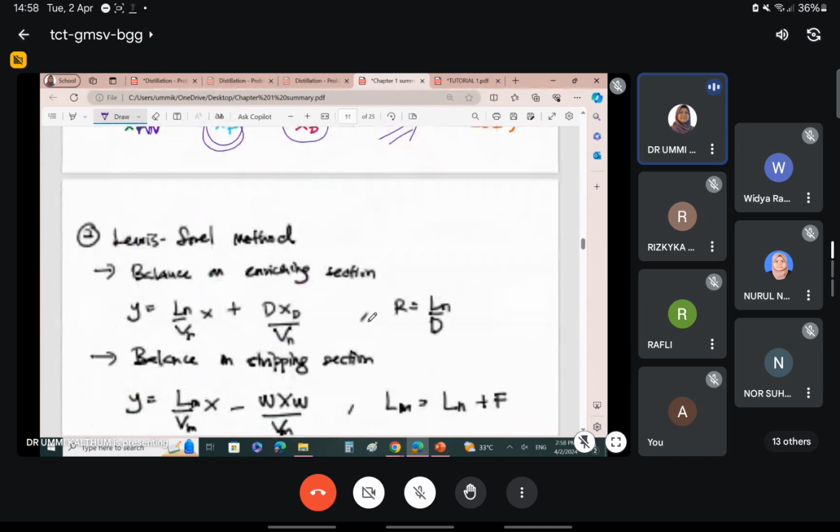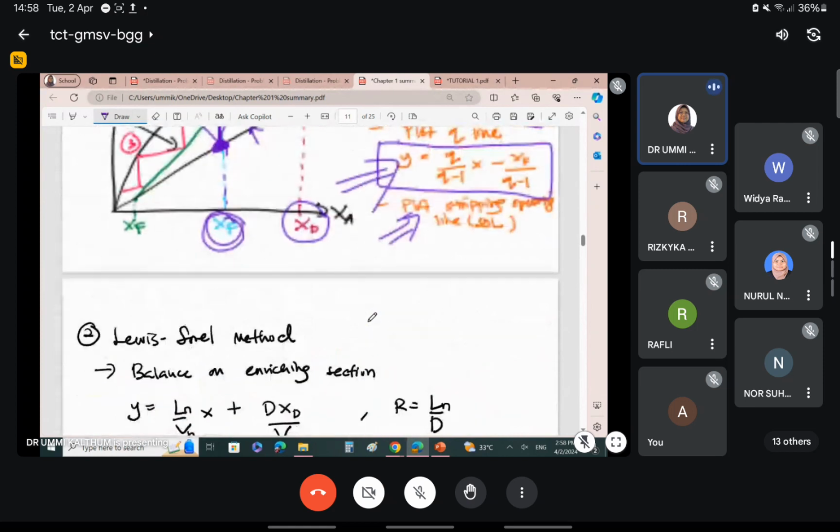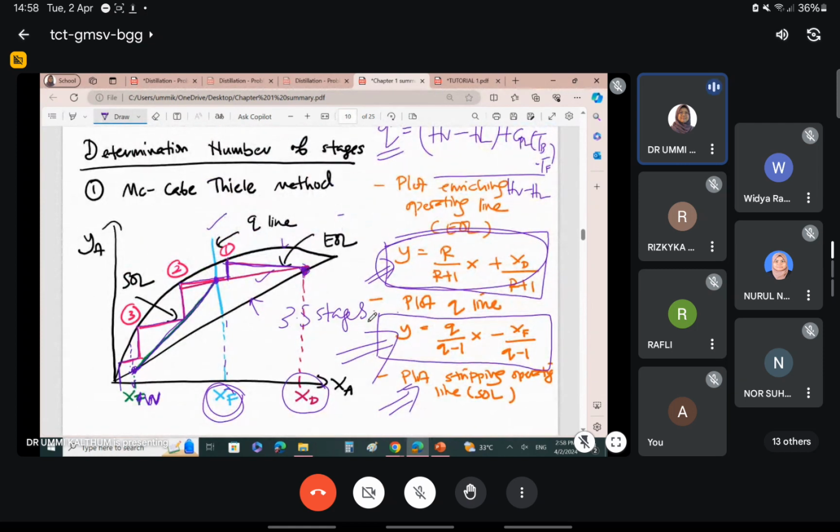Tak ada. Okay, so itu McCabe-Thiele. McCabe-Thiele method ada tangga-tangga di diagram. Bisa ada tangga, dia macam-macam tangga dia boleh buat. Tapi tangga yang betul adalah tangga macam ni lah.